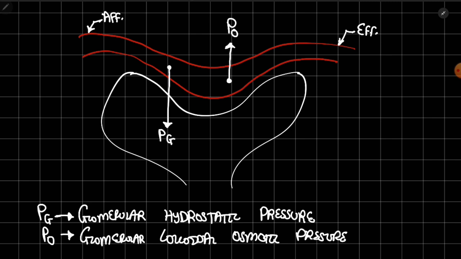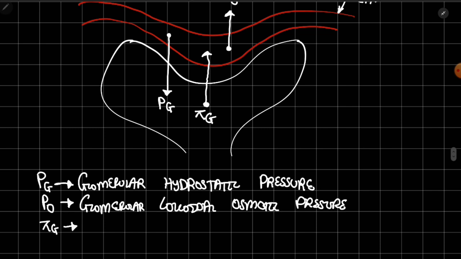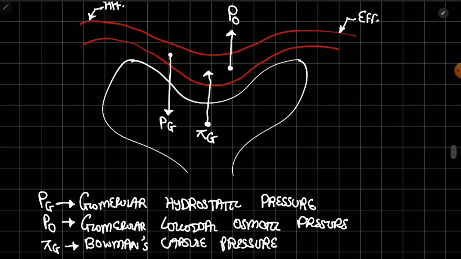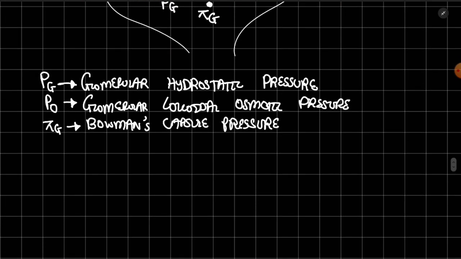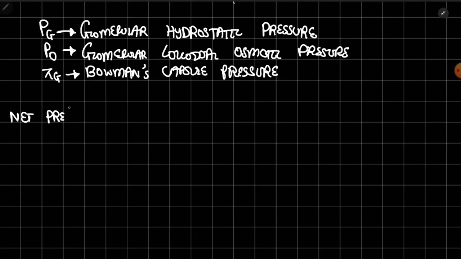Now the hydrostatic pressure will also be present in the Bowman's capsule, directed towards the capillary. It is represented by pi G, which is the Bowman's capsule pressure. Now there will be no Bowman's colloidal osmotic pressure, because proteins are absent. Now tell me, what will be the net pressure? Let me calculate it and I will let you know the value.